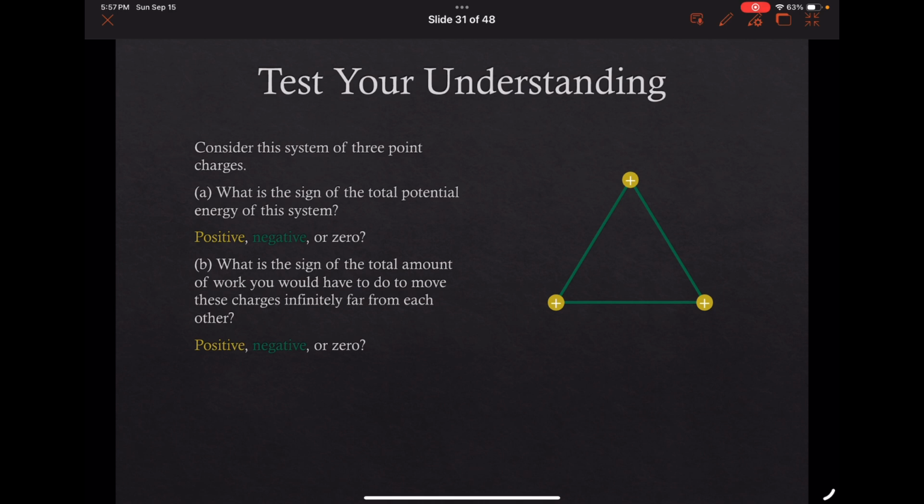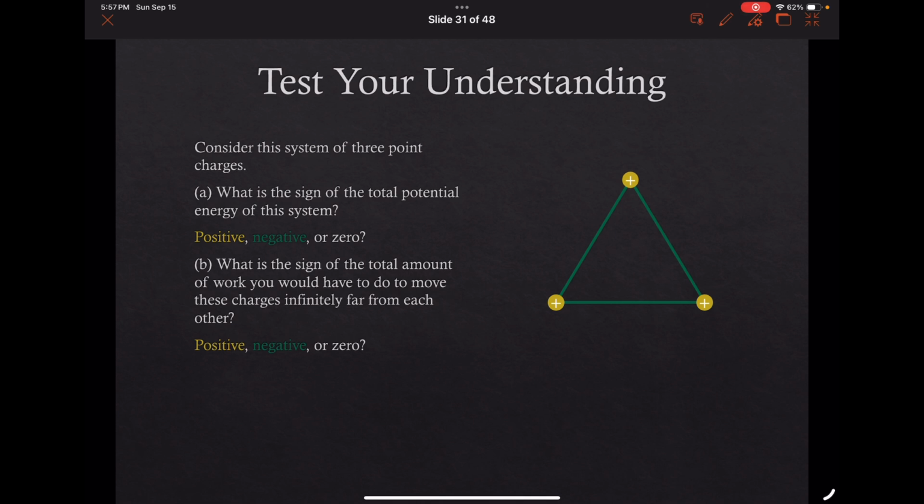Let's look at this conceptual example. So consider this system of 3 point charges placed on the vertices of an equilateral triangle. What would be the total potential energy of this system?